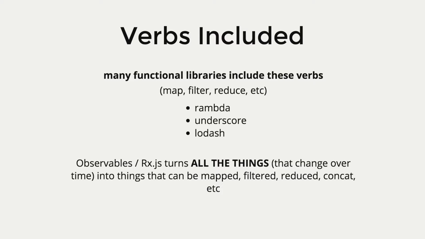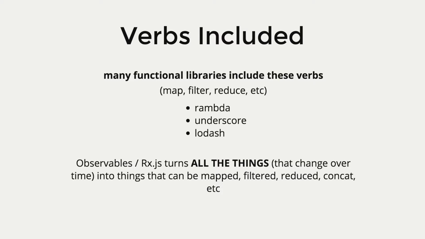So verbs are included in many functional libraries in JavaScript, and obviously there are functional languages that have these things built in. But in JavaScript, there are libraries that give you these things, like Ramda, Underscore, and Lodash. They give you maps and filters and reduce and zips and concat and a whole bunch of other things that basically help you create that stream of transformations, okay?